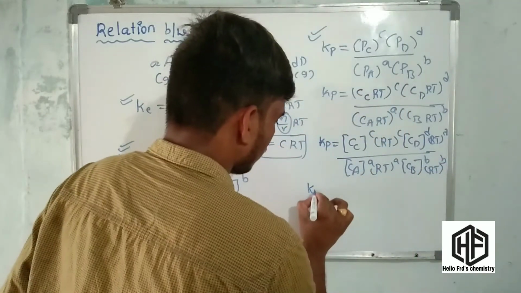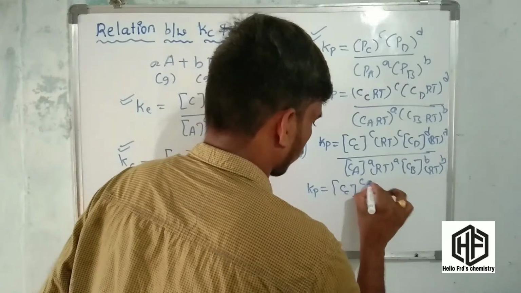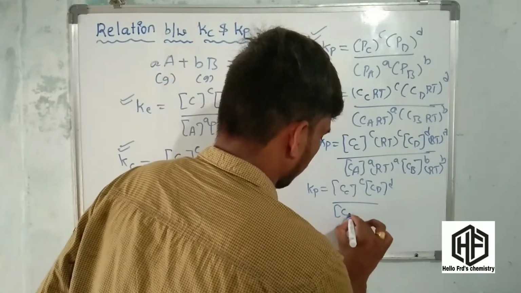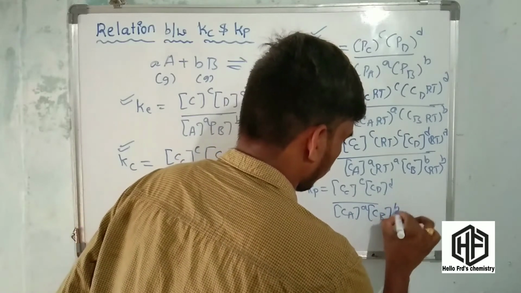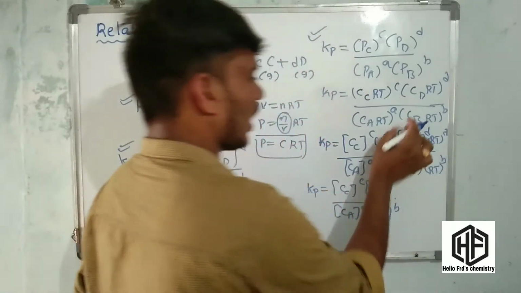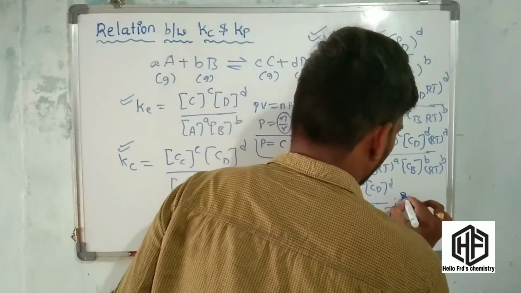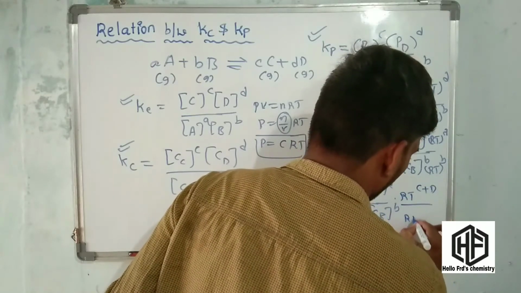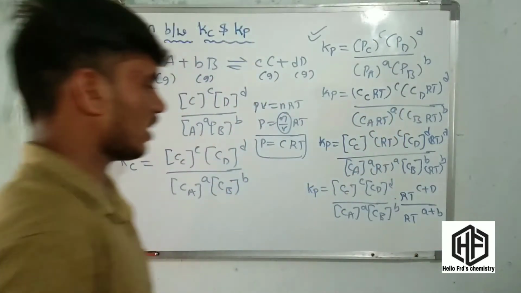You know that, friends, Kp is equal to the concentration term of C raised to the power of c and D raised to the power of d, over A raised to the power of a and B raised to the power of b, into RT power of c plus d by RT power of a plus b. This is the products and this is the reactants.